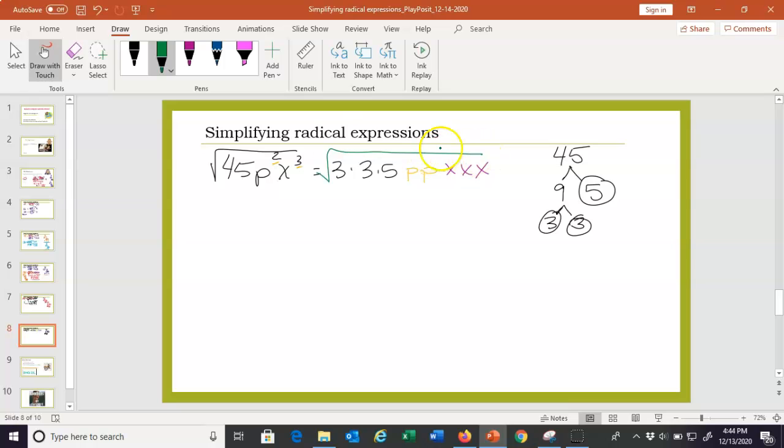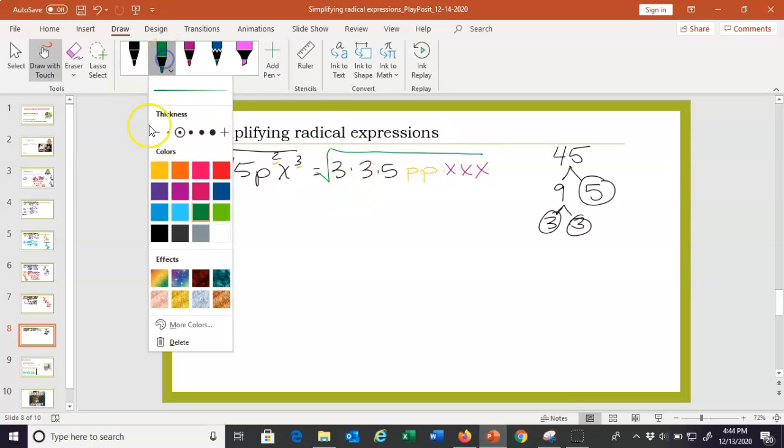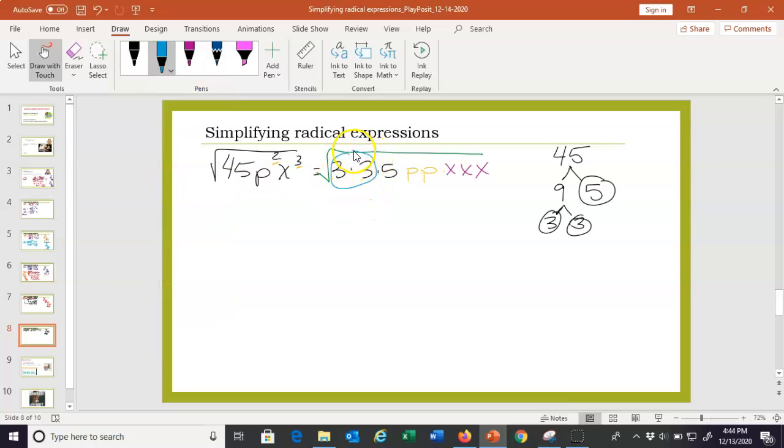All right, square root. So we're looking for pairs of things, pairs of numbers. Here's a pair. 5 is alone, here's a pair, and here's a pair. So now we can take the operation. The square root of 9 is 3. One of those comes out. 5 will stay. 1p comes out. 1x comes out. And this x will stay. So we have 5x under the radical. And this is your answer.